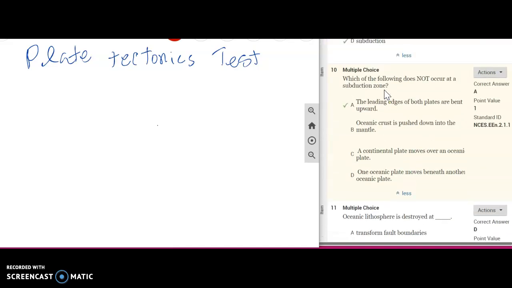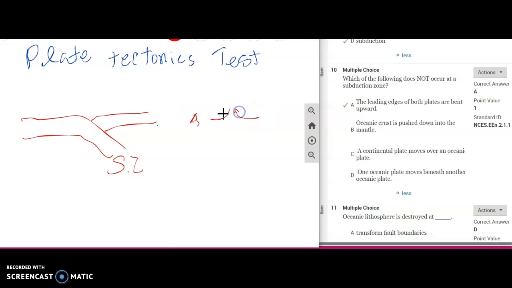Which of the following does not occur in a subduction zone? Now remember, subduction zone looks like this. It's down. This could either be oceanic, or oceanic, continental, but your subduction zone is down here where it melts. So this says the leading edge of both plates are bent upwards. Nope. A would look like this. Leading edge of both plates would bend upward. That would be like a convergent continental crust. So that does not occur. Now remember, we're looking for the ones that say not occur, not the ones that do occur. So A does not occur. I'm going to write not above that.